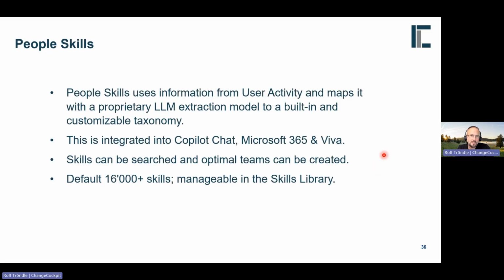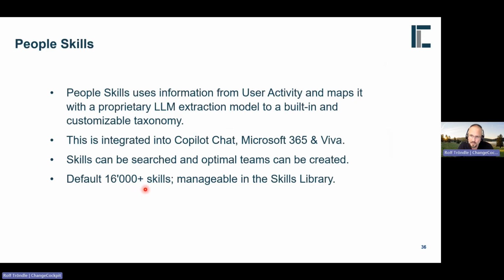Then we have the People Skills Agent. This uses information from existing user activity and maps it to a taxonomy, so to individual skills assigned to users, and in doing this it uses a proprietary LLM extraction model. It will be integrated in Copilot Chat as an agent, in Microsoft 365, especially in the contact card, and Viva. You can search for skills in Teams chat wherever it's needed, and you can also create teams and project groups based on these individual user skills.